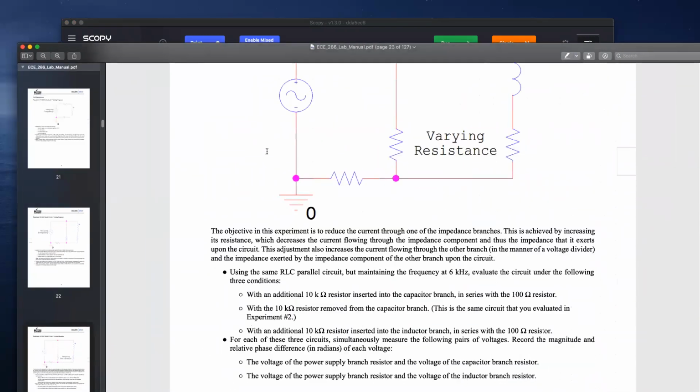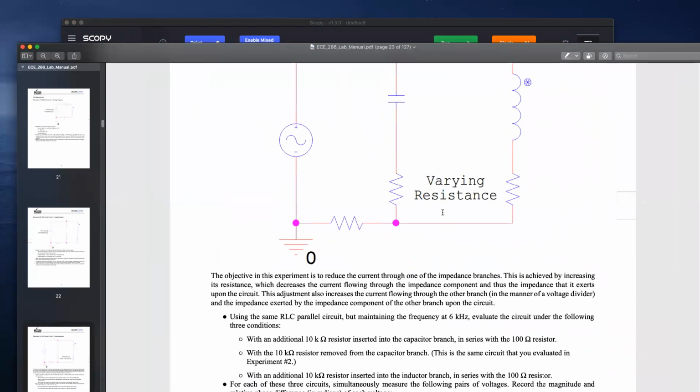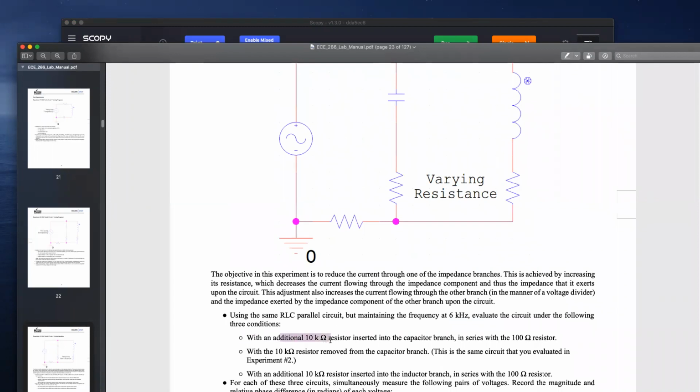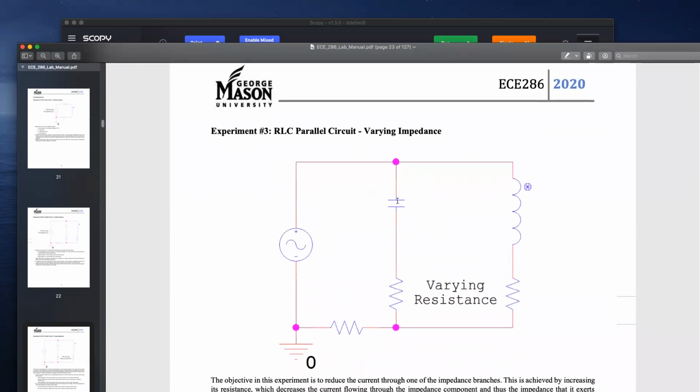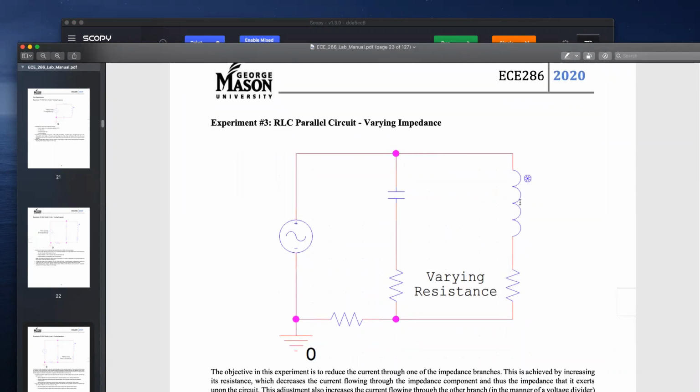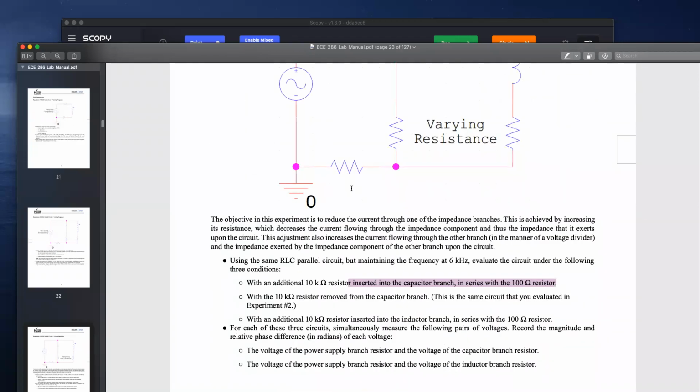For experiment 3, it's essentially the same thing, but now you're adding in other elements. So for the first part, you're adding an additional 10K resistor in series with the original resistors. So in the capacitive branch, you will have a resistance of 10.1K in series with that capacitor. And then the inductive branch, you'll have the inductor with still 100 ohm and then still 100 ohm here. And then you measure the voltage, the magnitude, and then the phase shifts relative to the power supply branch.